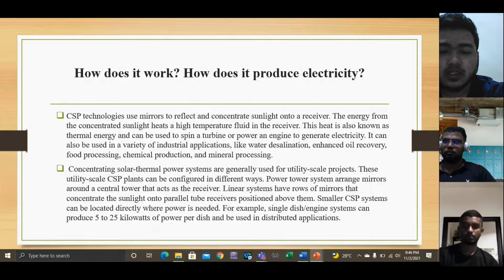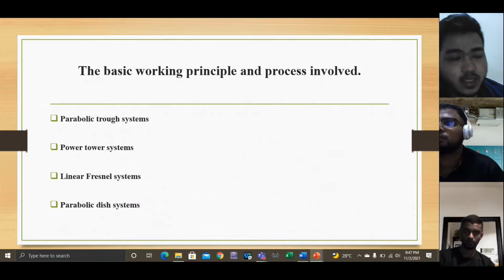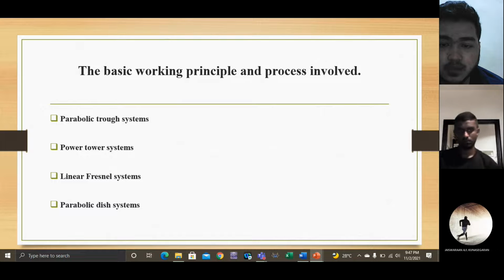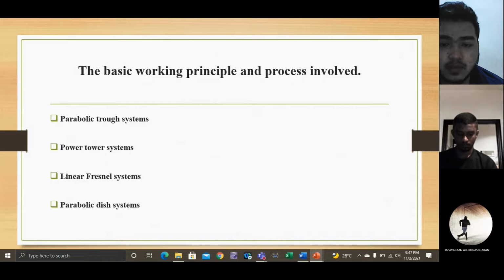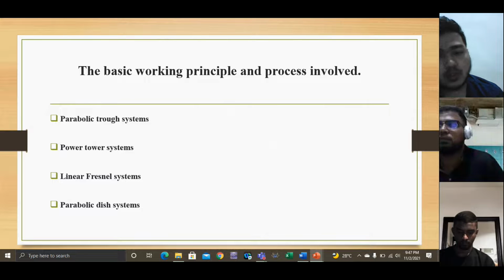So the next question is the basic working principle and process involved. Here we have four basic working principles. Number one is the parabolic trough system. In this system, solar energy is concentrated by curved trough-shaped reflectors which are focused onto a receiver pipe. The pipe usually contains thermal oil which is heated and then used in a thermal power block to generate electricity in a steam generation. Number two is the power tower system.